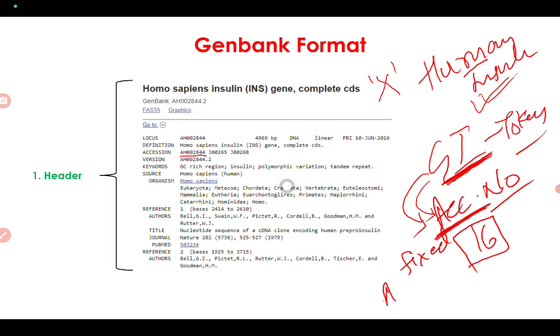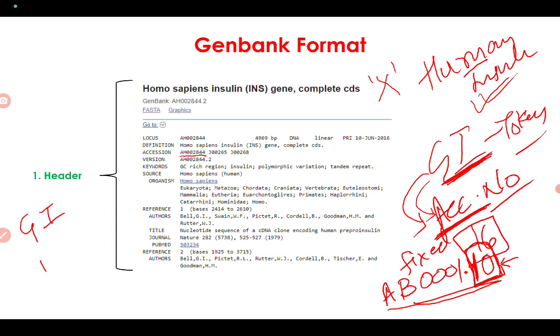For example, my initial accession number is given to me as AB something 0001, and after version number 1 has changed that, then it is 1.1. For example, if after a long time I see that my sequence's accession number has changed into AB0001.10, it is not an accession number, it is a version number, meaning 10 people have already changed that particular thing. So there is a difference between GI number, accession number, and version number.